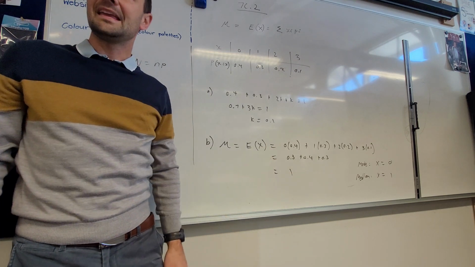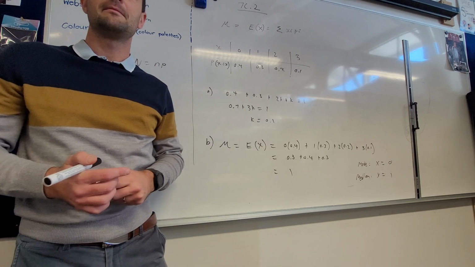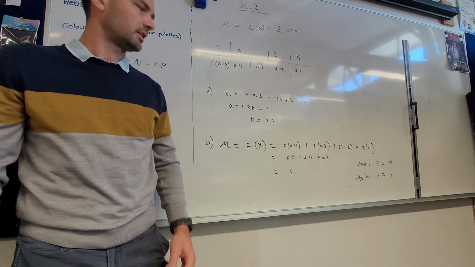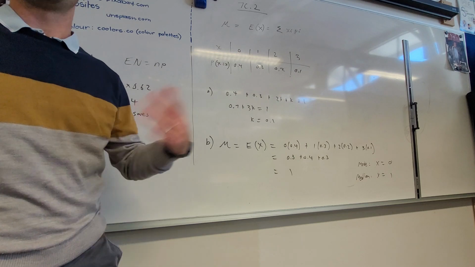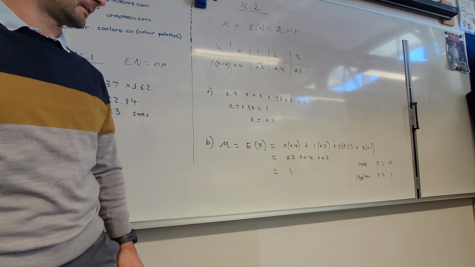Okay, now the mean does not need to be a discrete value. Okay, here it just so happens that it's worked out to be a discrete value, but more often than not it won't be, and so you will leave it to 3 significant figures.